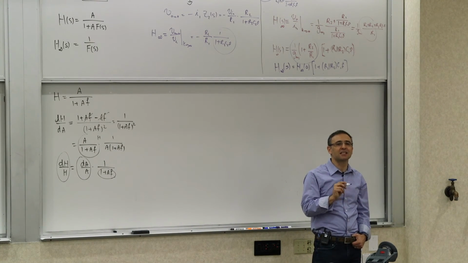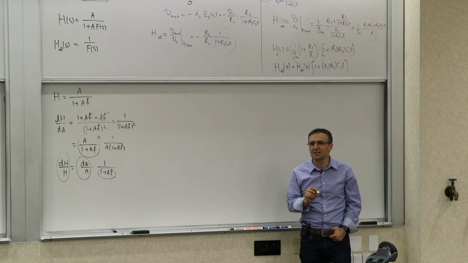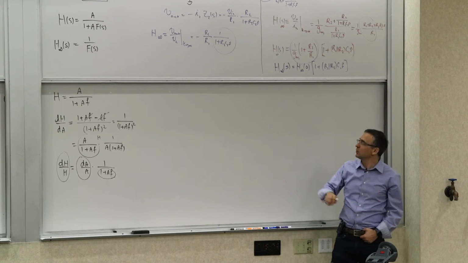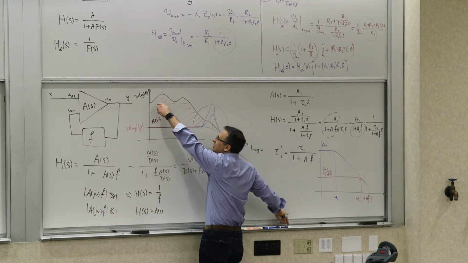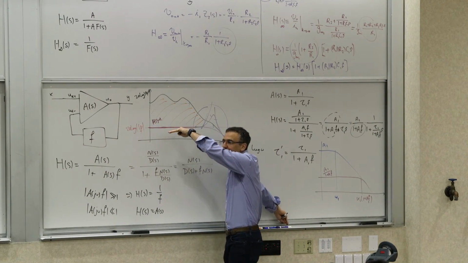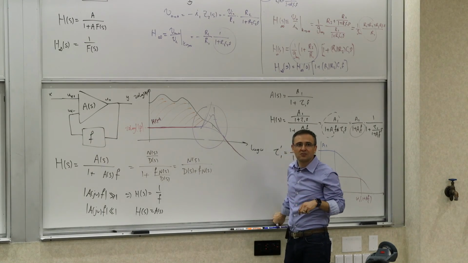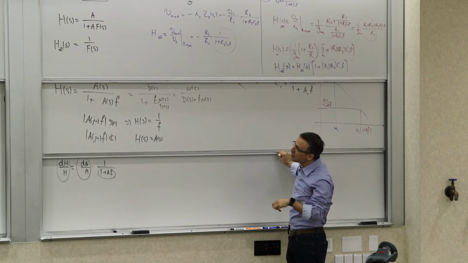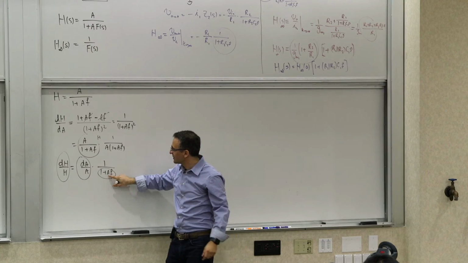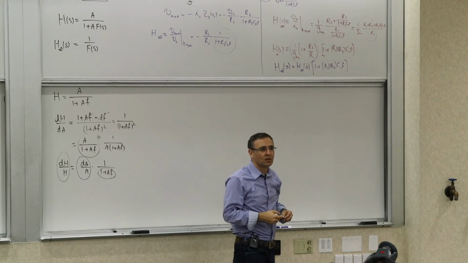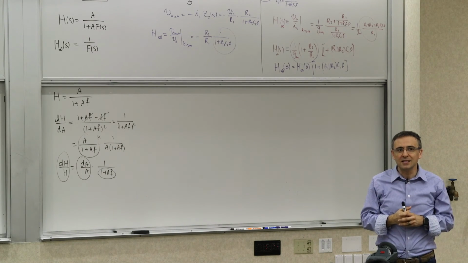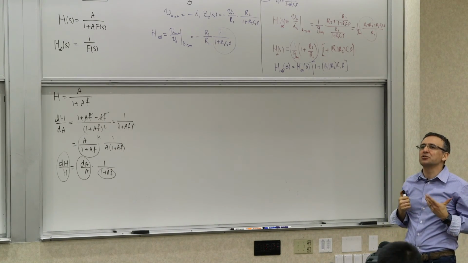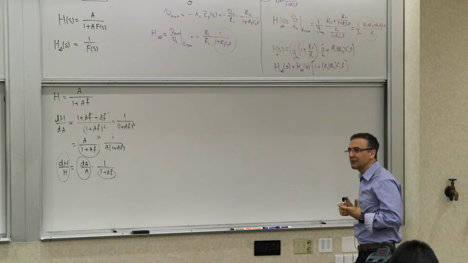So it desensitizes your system to the variations of the forward loop, which is what we implied here with this picture, right? We saw that there are these variations. When you have feedback, it becomes more flat, because we have desensitized it. And the higher your loop gain is, the more you desensitize it. The higher your AF is, the more desensitization you get. And this is quite a big deal. That was actually the main reason they used negative feedback.